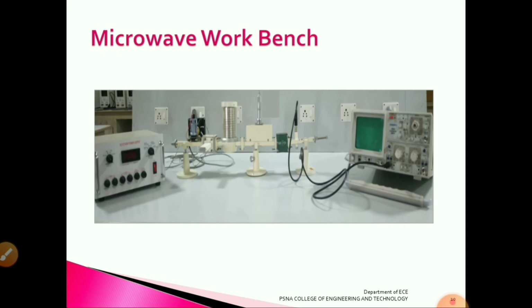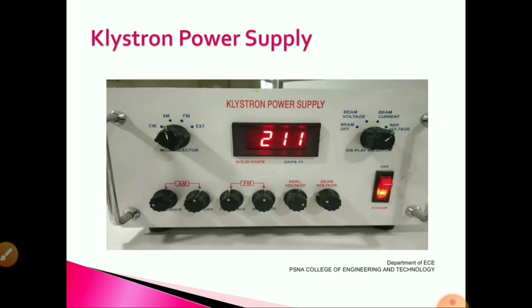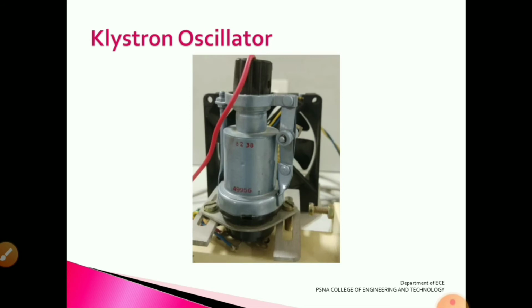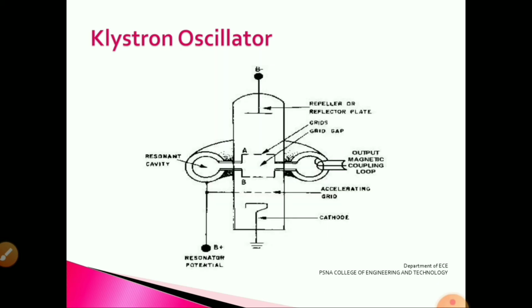So this is a microwave workbench. As per the block diagram explained earlier, the microwave workbench is set up. So this is a klystron power supply to provide the power supply to the klystron oscillator. So this is a klystron oscillator which is generating the microwave signal. We will see the working of the klystron oscillator in short.